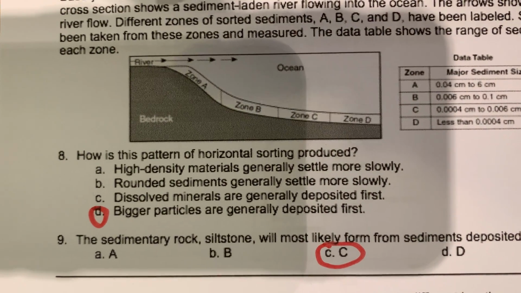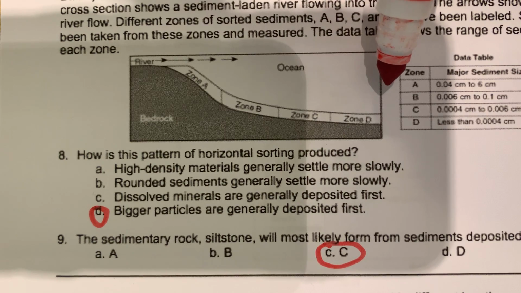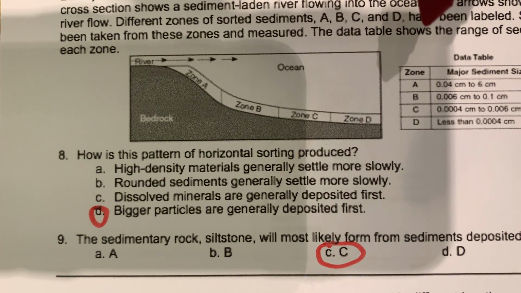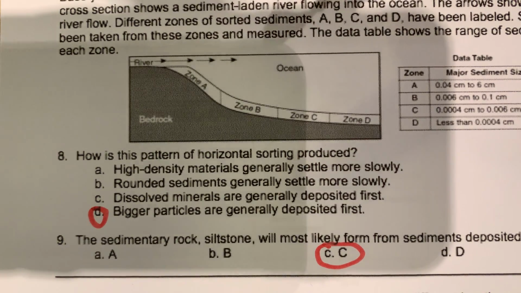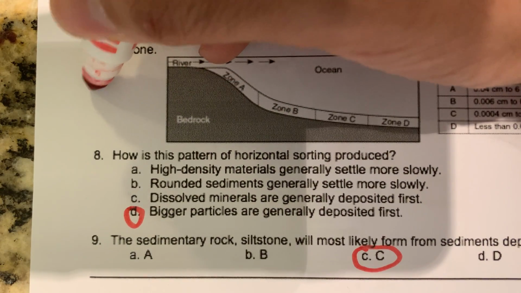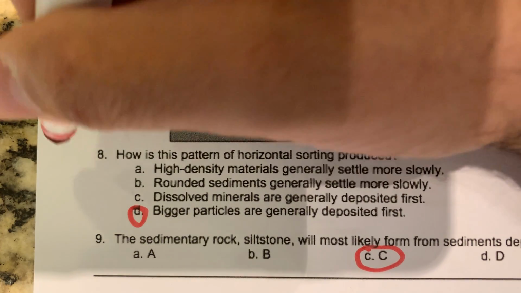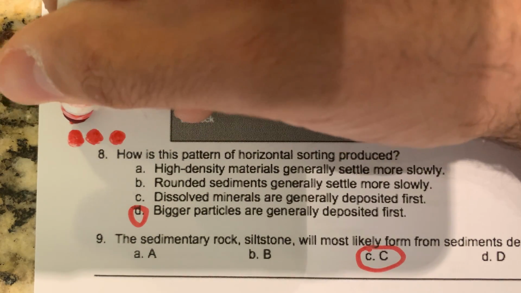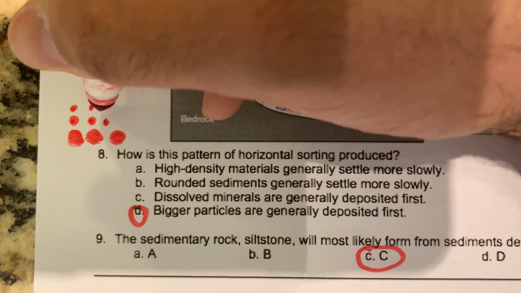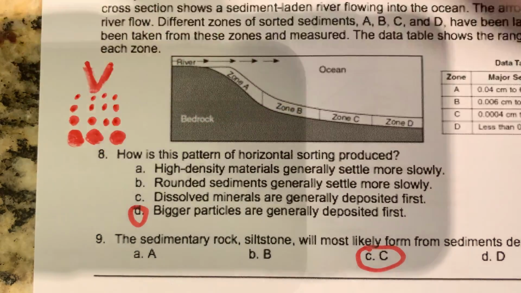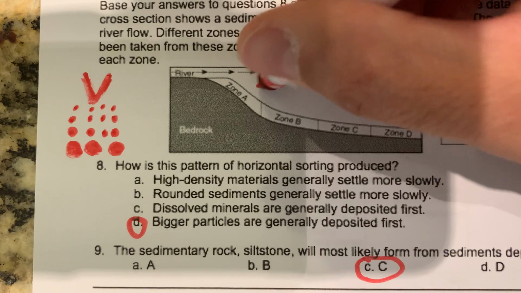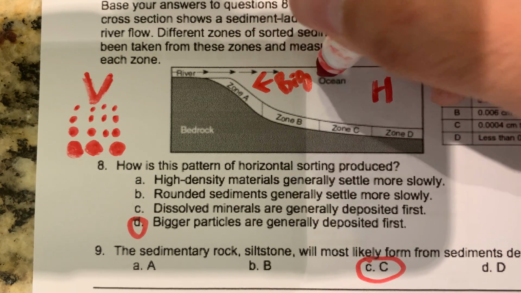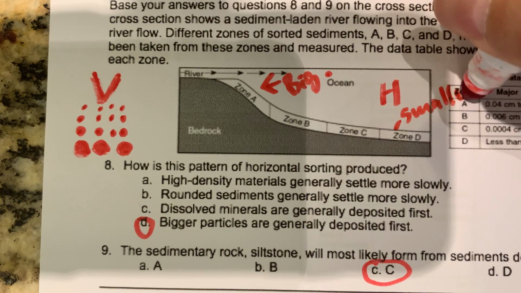Okay, so this is called horizontal sorting, and horizontal sorting actually has the same premise. The premise is that the heavier, larger particles stop first, but since it's happening horizontally, the pattern looks a little bit different. In vertical sorting, if you remember, you have the bigger particles, then they get smaller. So bigger at the bottom, smaller on top. In horizontal sorting, the bigger, heavier particles are here, and then the smaller are down there.